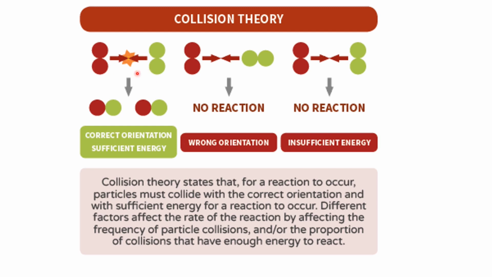The correct orientation means that if they are colliding like this, then only the reaction can happen. If the particles are in this orientation, then the reaction will not happen. So this is the first thing that we need to keep in mind, that the particles need to be in a correct orientation to convert into product.